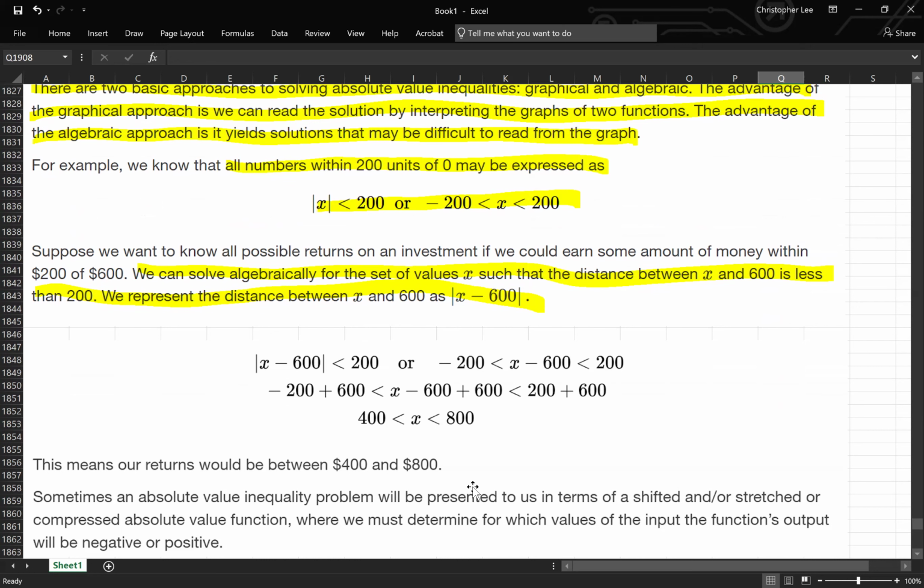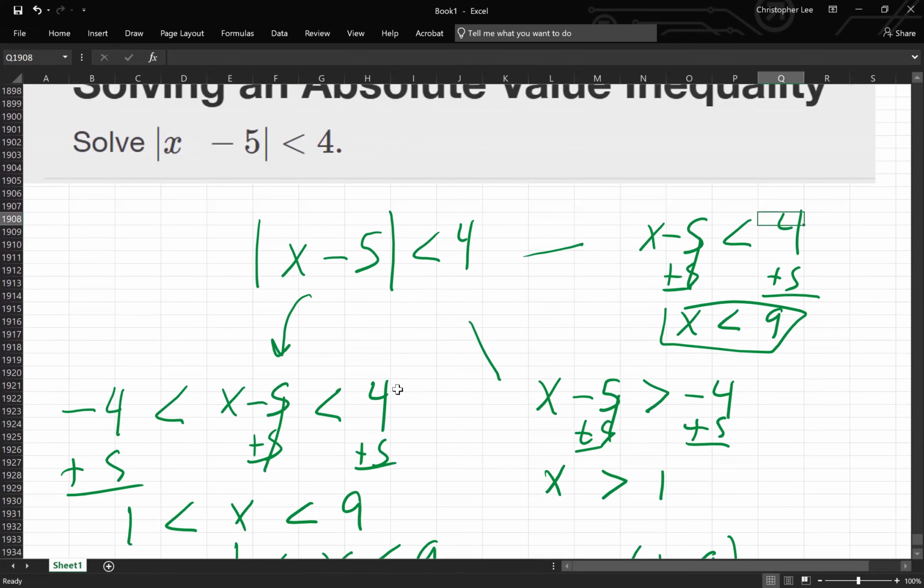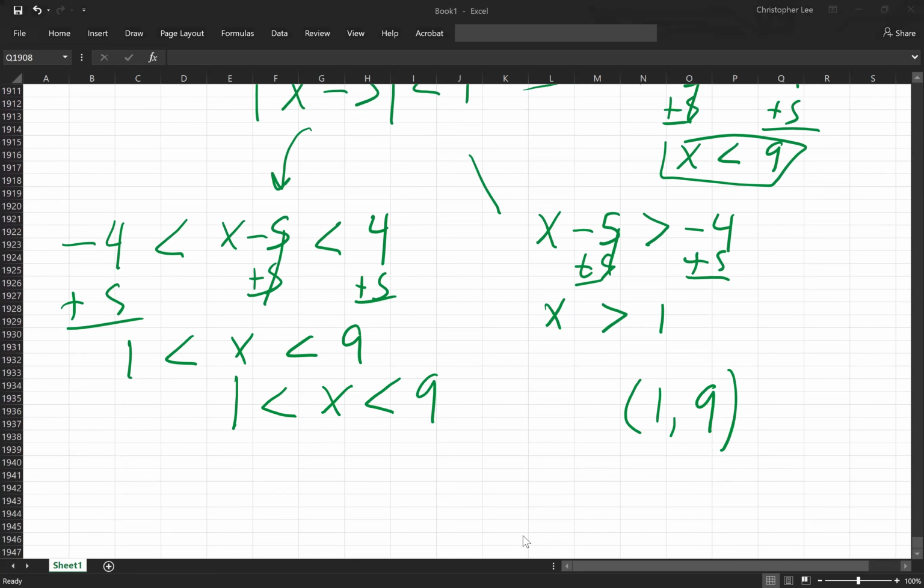It might be easier just to do it out in this long line right here, right? Where you just put the x minus 600 in the middle, and then you have the -200 and +200, and you just solve for both sides and call it a day. That might be the smarter way. Yeah, that's correct, that's easy to do.